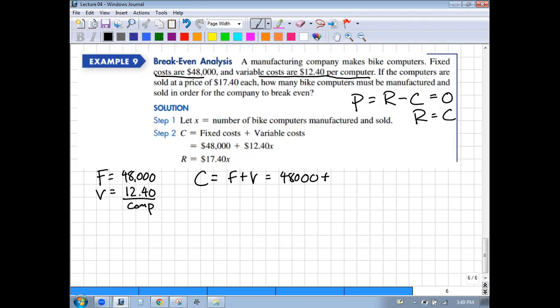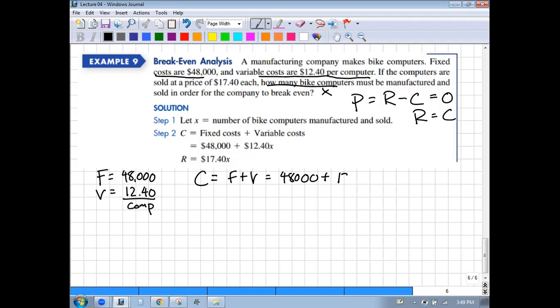We need a variable for the number of computers, right? In the end, what are they asking? How many bike computers must be manufactured? So we're going to let X be the number of bike computers. When we solve, we're going to solve for X, right? The hardest part of word problems is labeling things, like what do we define our variable to be? Look at the end question. Whatever the last question is, whatever it is they want you to find out, that's X, right?